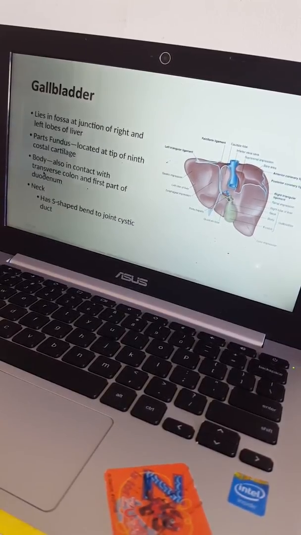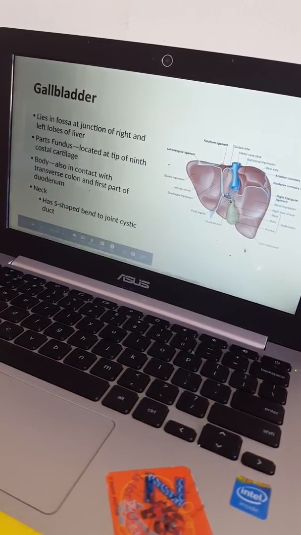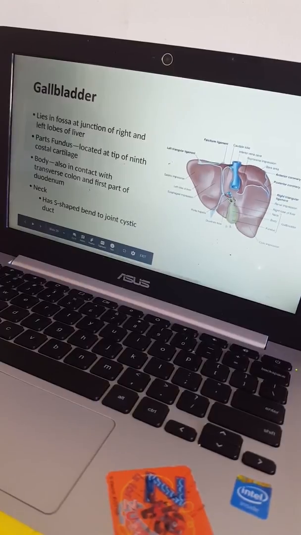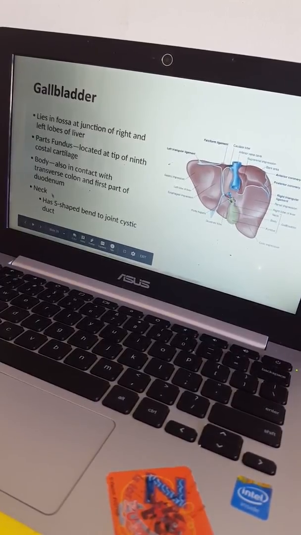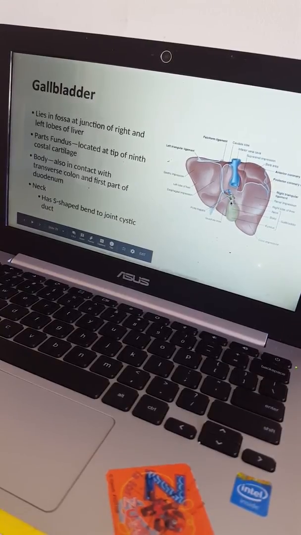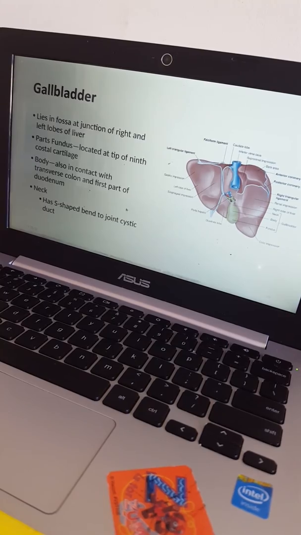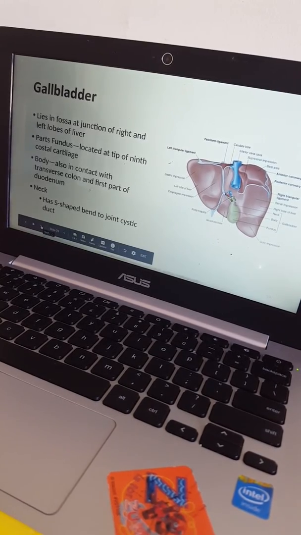The body is also in contact with the transverse colon and the first part of the duodenum, so obviously it has a relationship with the body. The neck has an S-shaped bend to join the cystic duct, right? Next slide.